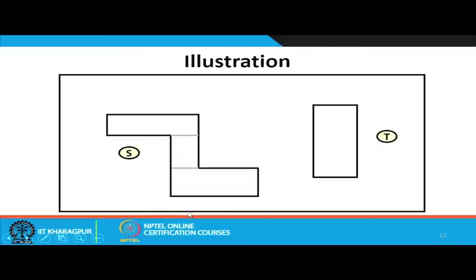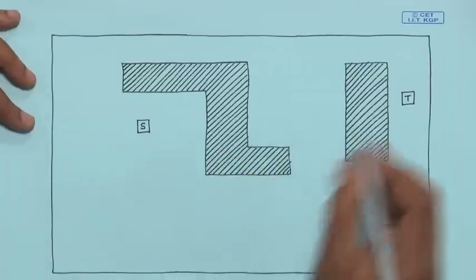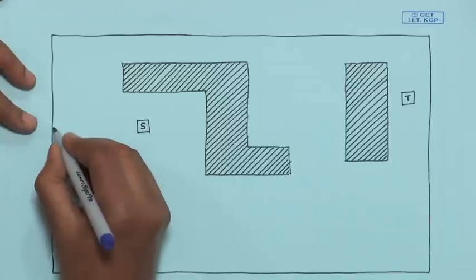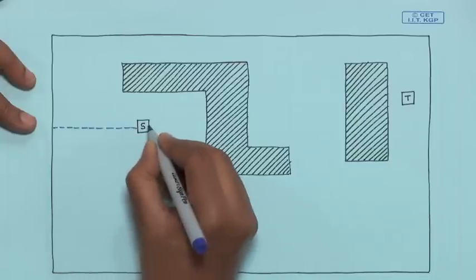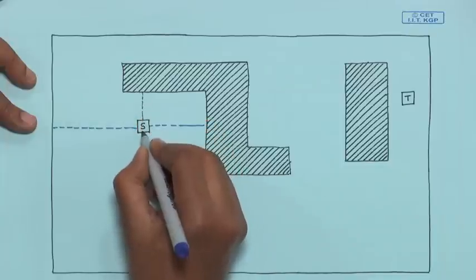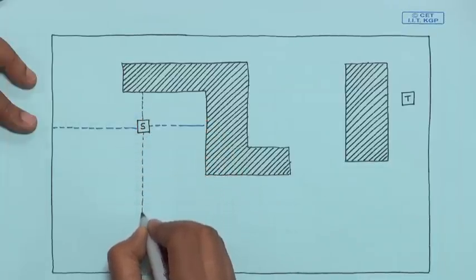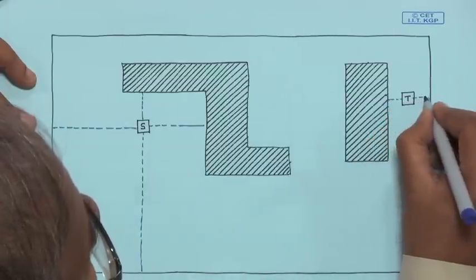Okay? Let us see the concept on this same example. So we consider this example here, again the same example. The first step is the same as in the Mikami-Tabuchi algorithm. We run a horizontal and vertical line both through S and T. Well, I am showing it in the same color.